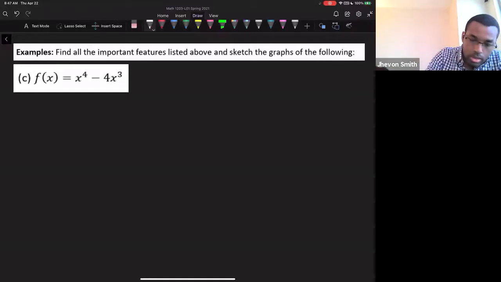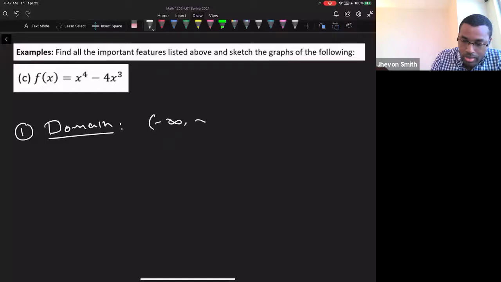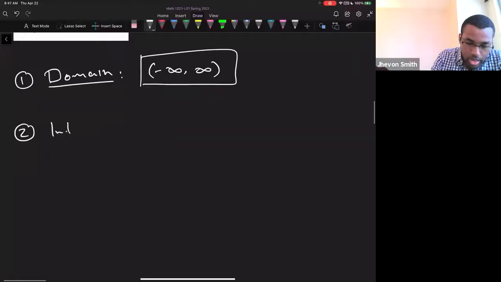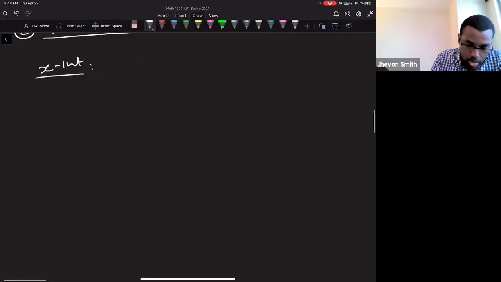All right, first thing you want to do: domain. For here, it's a polynomial, so the domain is all real numbers. Okay, cool. Second, next thing you want to do is find the intercepts. They're going to be two kinds: X-intercepts and Y-intercepts.